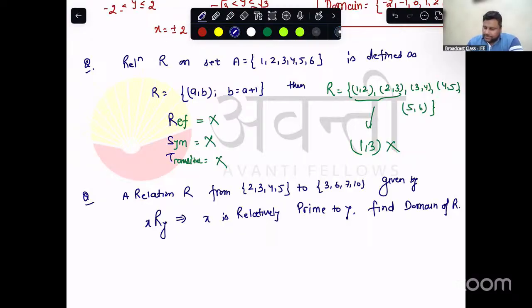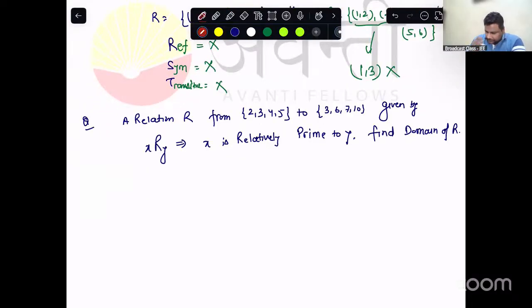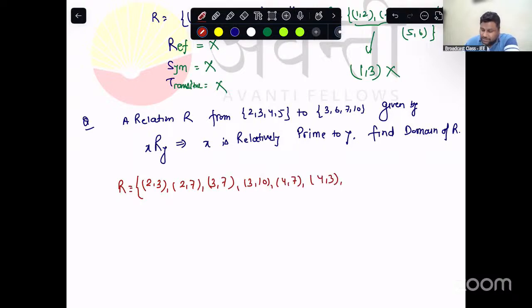Yes. Now see, first of all, I have to make the relation. Now 2 is relatively prime to 3. 2 is not relatively prime to 6. (2, 7) will be there. (2, 10) won't be there. Now (3, 7) will be there. (3, 10) will be there. Then (4, 7) will be there. (4, 3) will also be there. Then (5, 3) will be there, (5, 6) will be there, (5, 7) will be there. This is the relation. Understood?